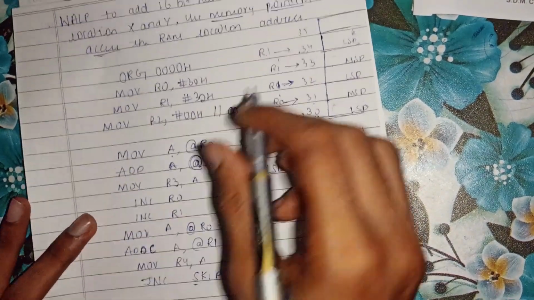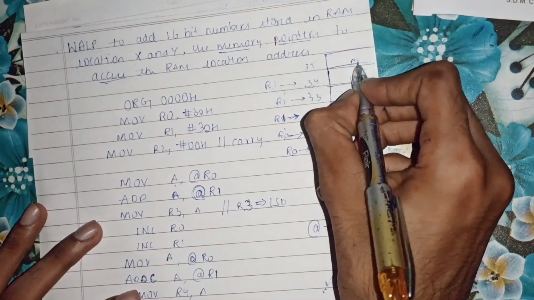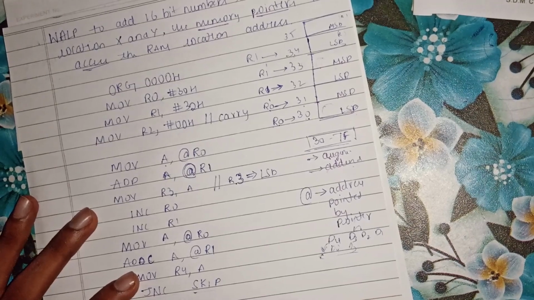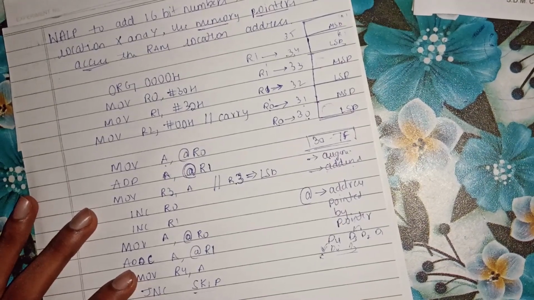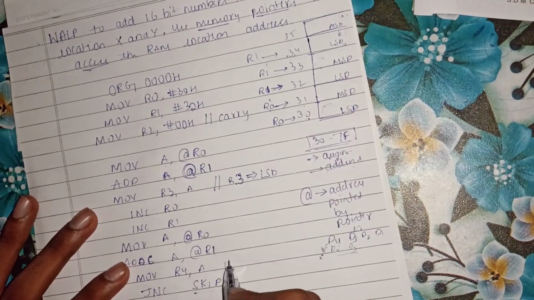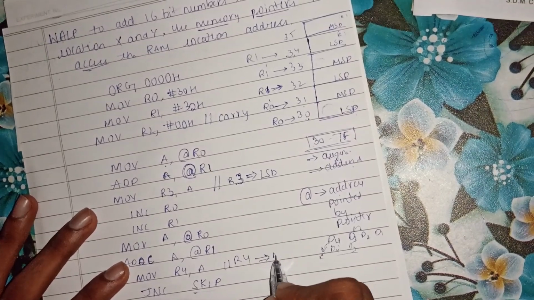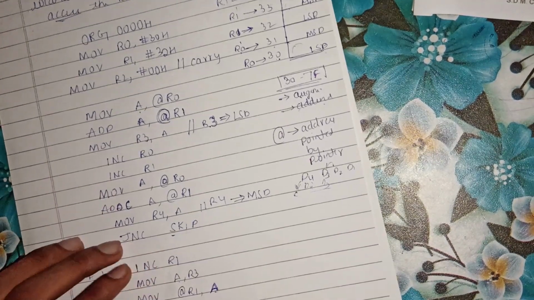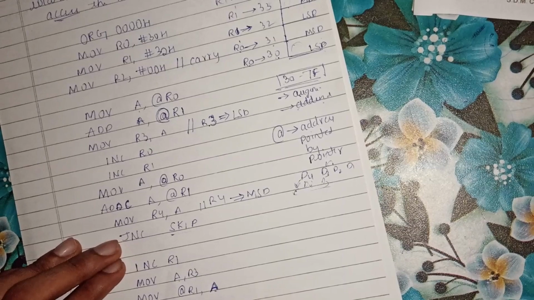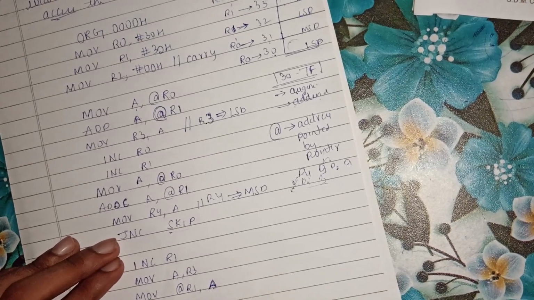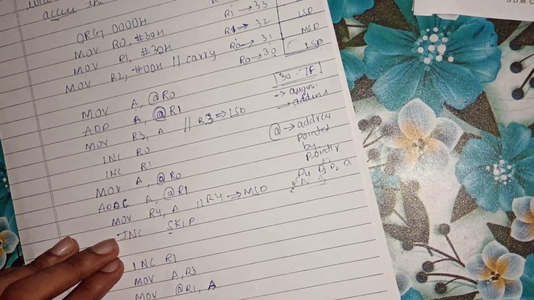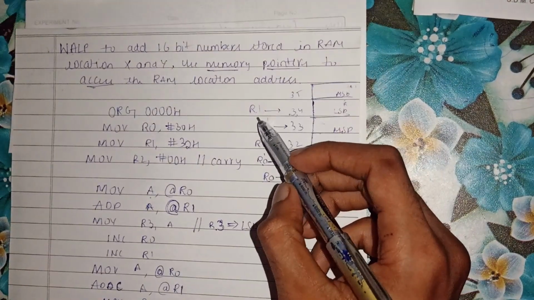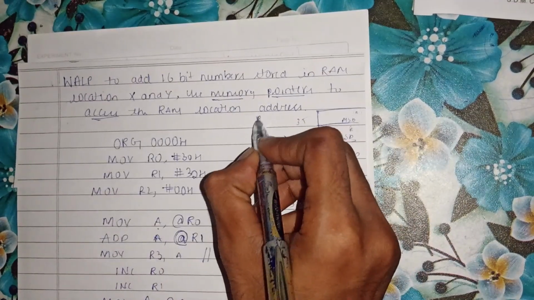Similarly, I have to store the result of the MSD. So I will be incrementing R1 and then simply move A comma R4. Since register R4 contains the MSD, I will be copying the contents of the MSD into the accumulator, and then moving the contents of the accumulator, which is the MSD of the result, into the RAM location pointed by incremented R1.